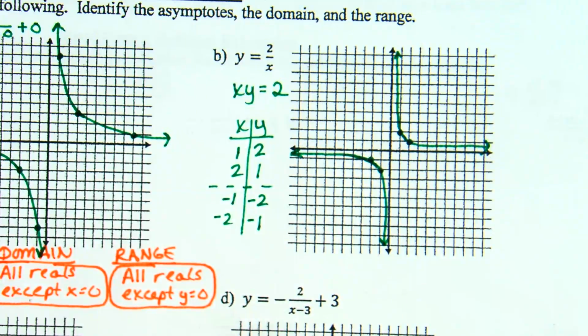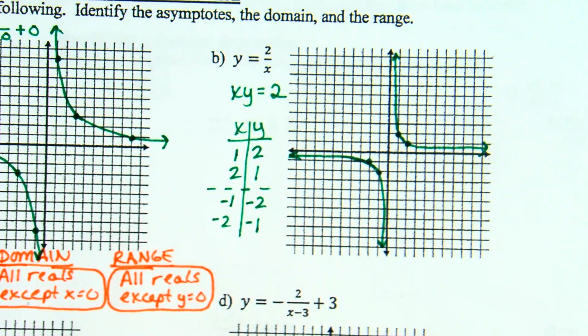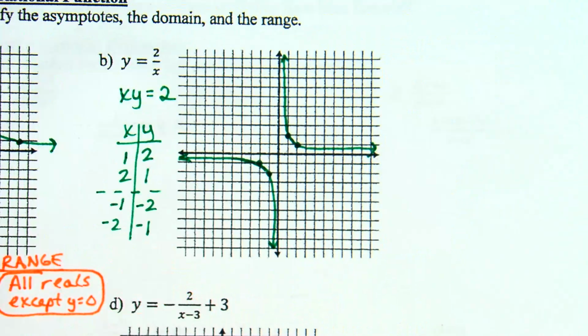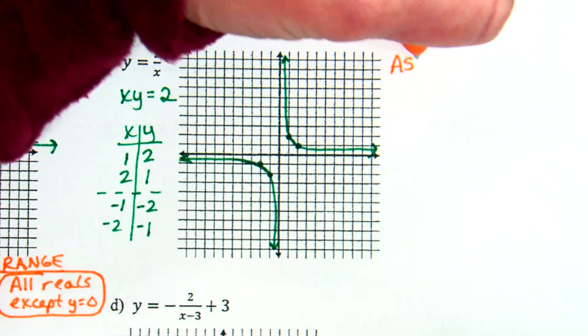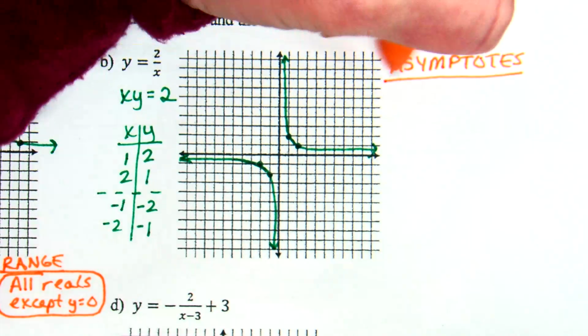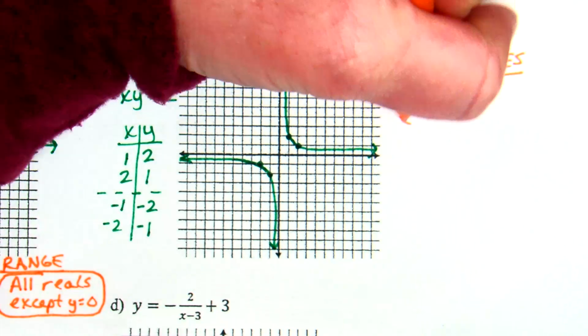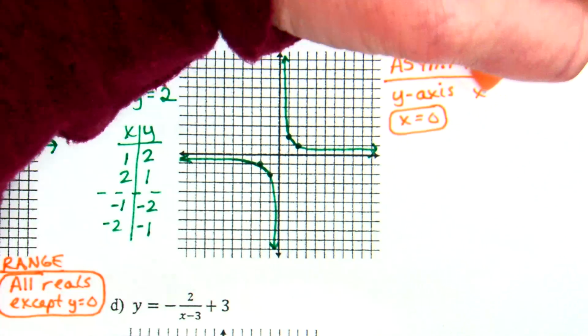Thoughts about asymptotes, domain, and range? Are they the same thing as the last one? We didn't move this left to right or up and down, so aren't my asymptotes still the x and y axis? They are. So asymptotes: the y-axis, which is x equals 0, just like before, and the x-axis, which is y equals 0.